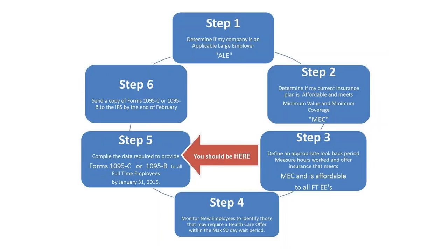And then step five, and this is hopefully where everybody is at this point in time, compiling all of the data to be able to produce the forms 1095-C or 1095-B to all those employees that are receiving coverage. And then the last step is that all that information then has to be sent to the IRS for them to determine if any penalty situations apply.